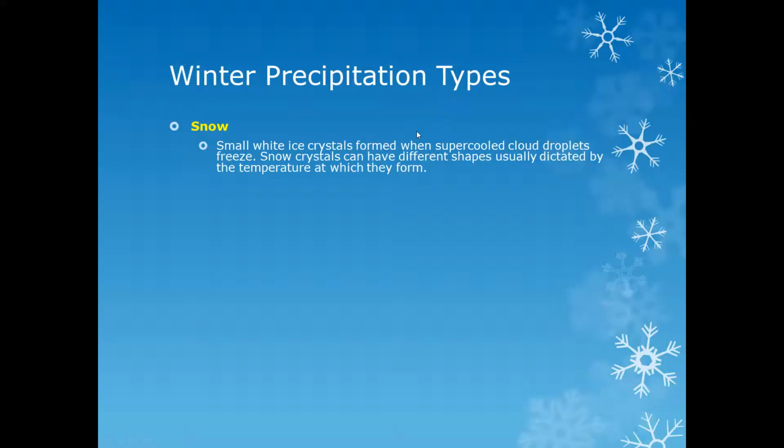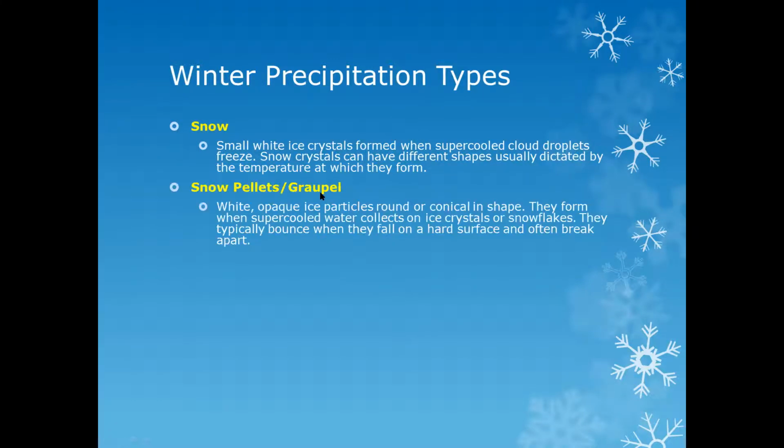There's lots of fascinating stuff on snow crystals in the literature and popular publications. Then we have snow pellets, or graupel. These are one and the same. Graupel is a more formal term. These are white opaque ice particles. I've seen mostly spherical ones, but they can be conical, and they form when supercooled water collects on ice crystals or snowflakes.